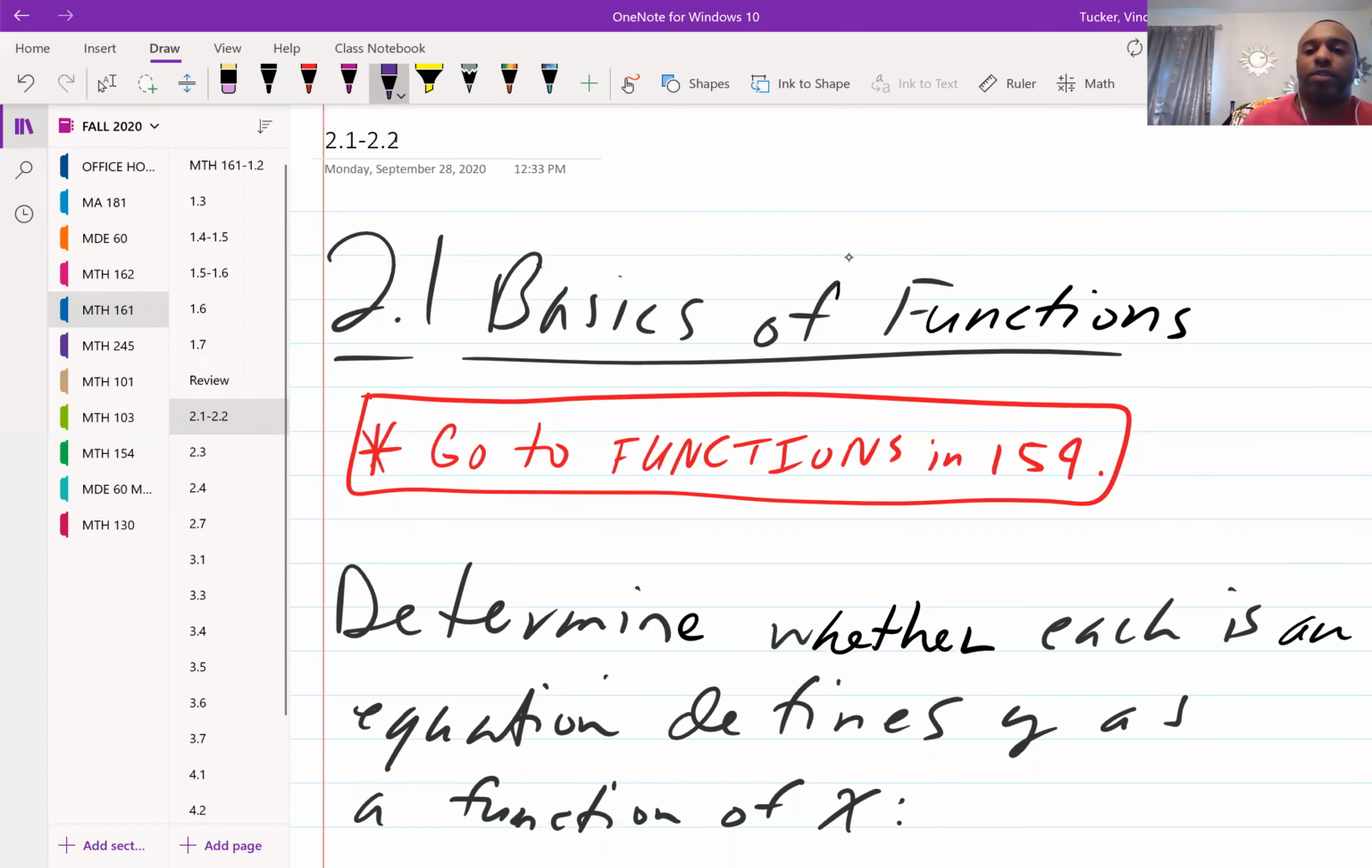So basics of functions. Don't write that yet. We're about to switch screens. Oh, sorry about that. Now let's go.